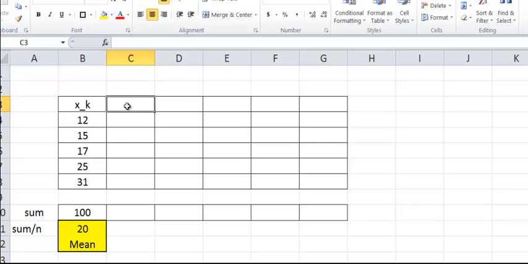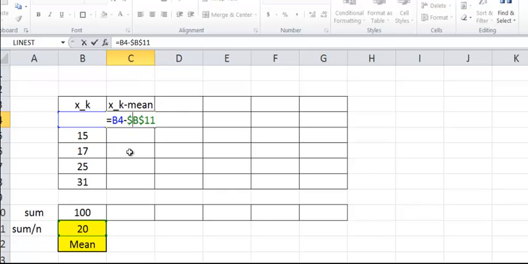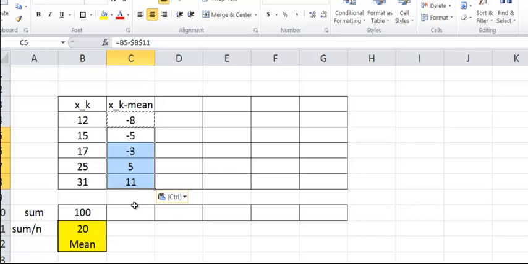Now, if we do the x sub k's minus the mean, here's what we get. So we're saying equal this number, subtract the mean, which is this one. I want absolute reference that, so I want to make sure that doesn't change either row or column for the mean. So when I copy, Control C, and paste, Control V, we get that. Now remember what happens here. When you add those all up, you get 0.